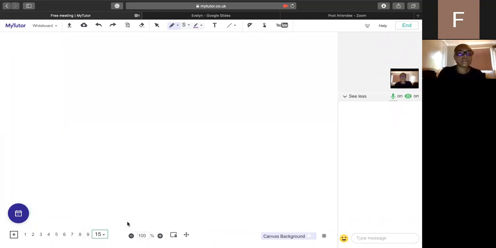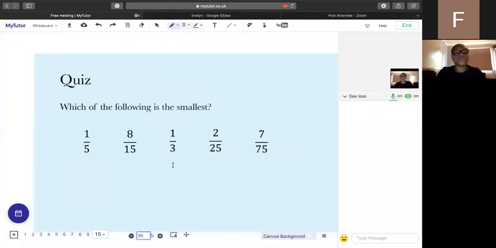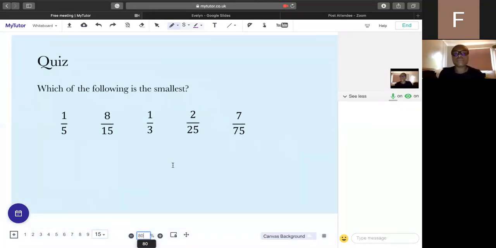So let's do a quick quiz again then. So we've got which of the following is the smallest fraction? So is it 1 over 5? Is it 8 over 15? Is it 1 over 3? Is it 2 over 25? Or is it 7 over 25?